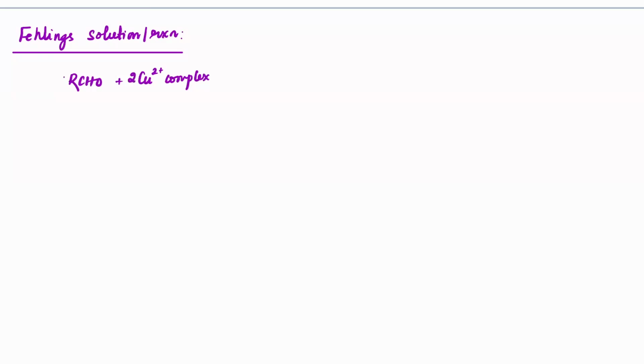So I need to take 2 moles here, 2 moles here, and this will convert into 2 moles of RCOO minus, and this will convert into Cu2O, a brick red precipitate. But how many moles of base will be consumed to do this? We'll have 5 moles of OH minus consumed.